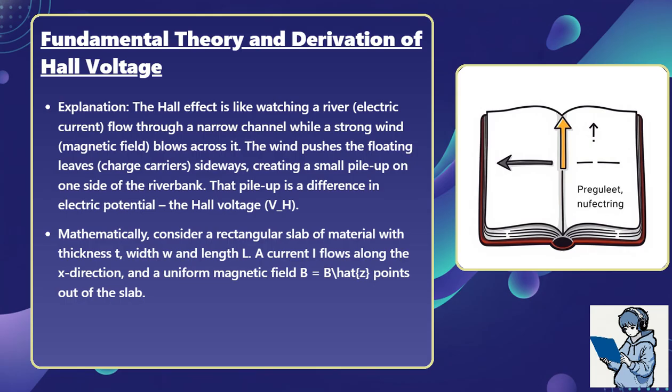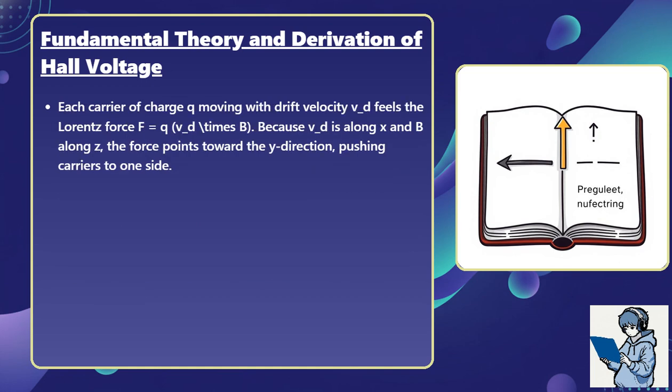Mathematically, consider a rectangular slab of material with thickness T, width W and length L. A current I flows along the X direction, and a uniform magnetic field B equals B ẑ points out of the slab. Each carrier of charge Q moving with drift velocity V_D feels the Lorentz force F equals Q times V_D cross B. Because V_D is along X and B along Z, the force points toward the Y direction, pushing carriers to one side.